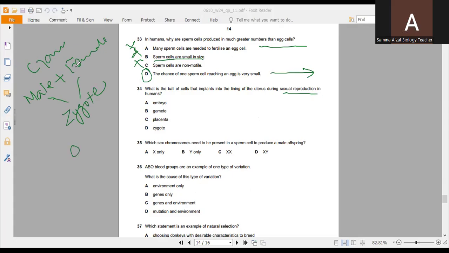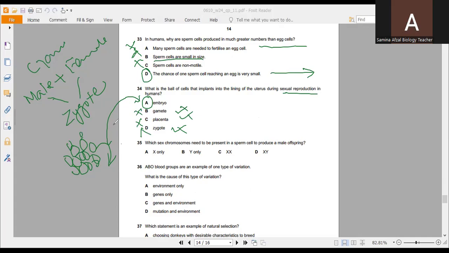Zygote will divide and they will change into cells. And then there will be rearrangement of these cells which will be changed into an embryo. So embryo implants into the lining of the uterus during asexual reproduction. Gamete is a cell placenta which is formed after the implantation of the embryo. Zygote, which is produced as a result of fusion of male and female gametes. So only A is the correct option.